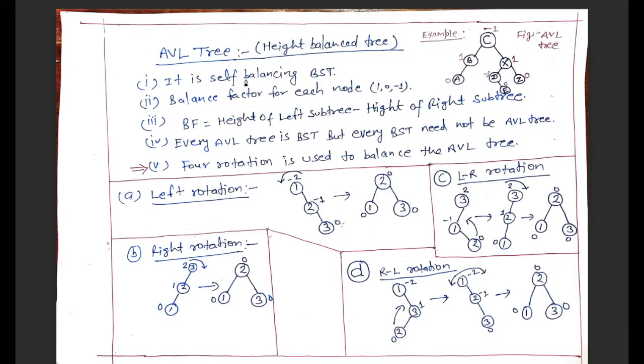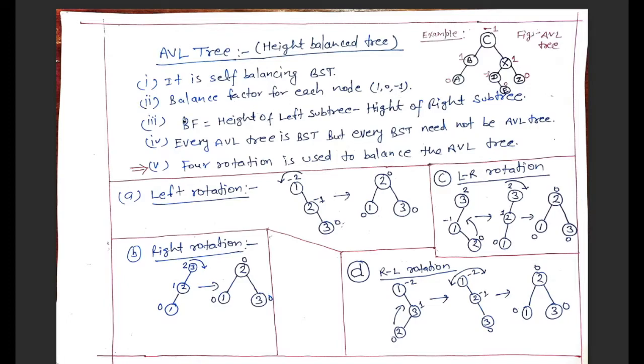First, it is a self-balancing binary search tree. It means it follows the property of the binary search tree. Second, the balance factor for each node is 1, 0 or -1. It means for each node the balance factor should be only 1, 0 or -1. If the balance factor exceeds these values, then you have to balance the tree.